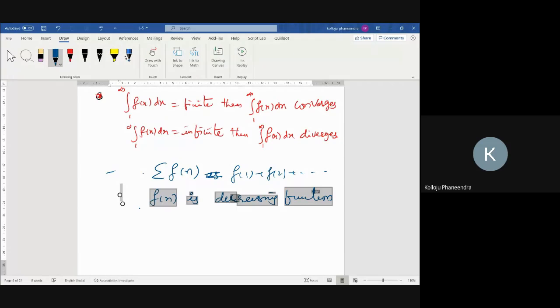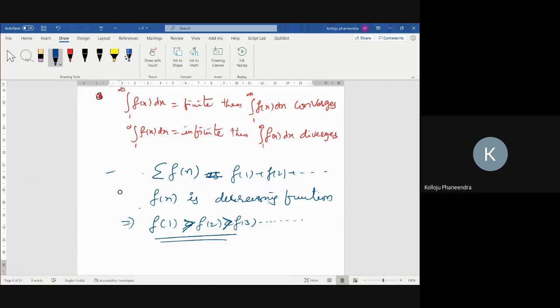F of n is a decreasing function means what? As n increases, f of 1 is greater than f of 2, greater than f of 3, and so on. Decreasing function means each term must be greater than the next. This condition must hold to apply the integral test. Remember, f of n must be a decreasing function.